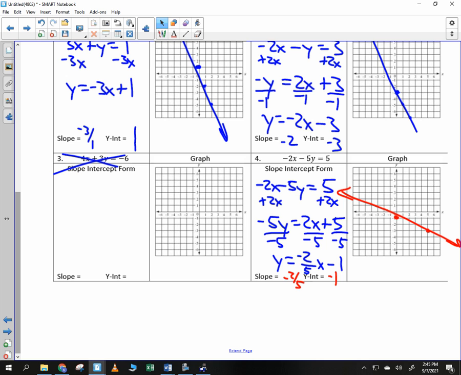Piece of cake, upside down. Okay, turn to your worksheets.